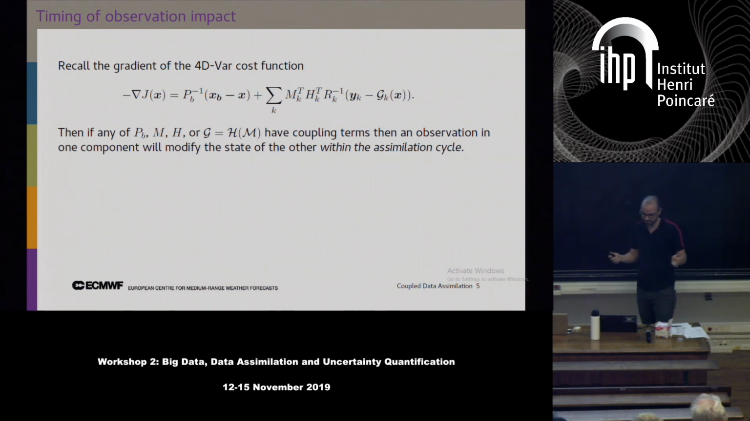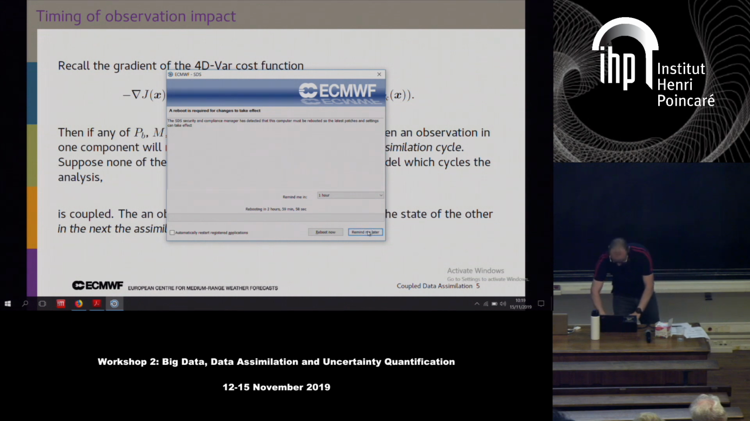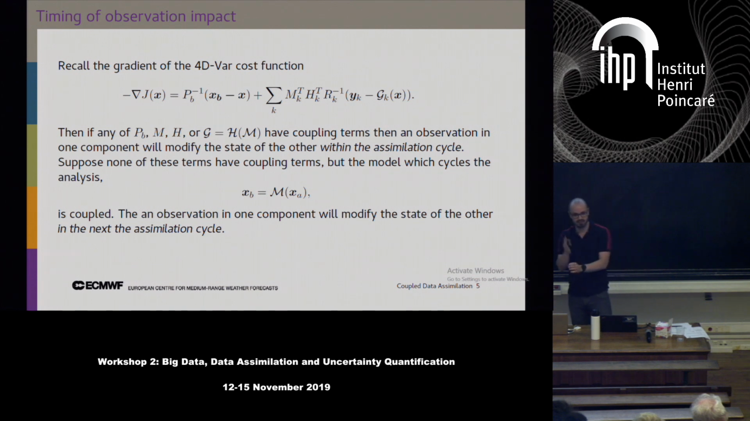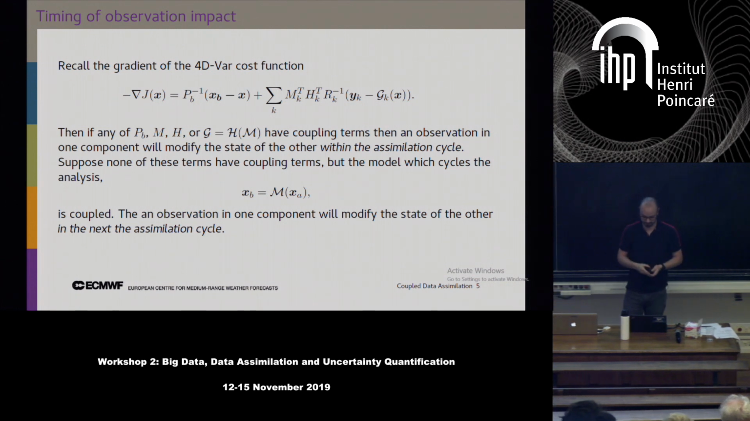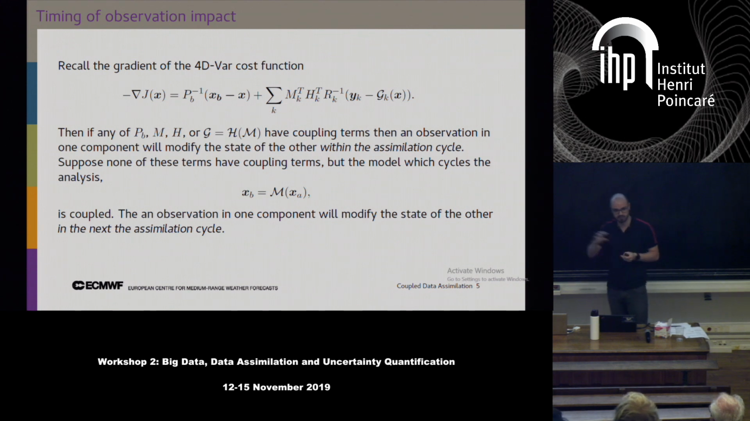But if you don't have any of those things, but you have a coupled model, then the coupled model which cycles the assimilation won't give you your immediate observation impact across components. It comes later. It depends on where the observation is, and on the mechanics of your model propagating that signal across the boundary, but it will come later, not in that analysis cycle.